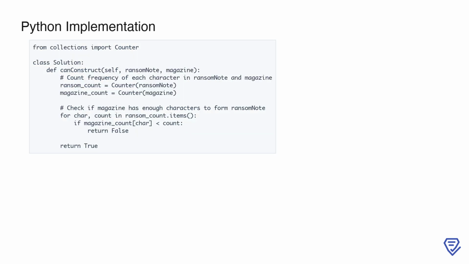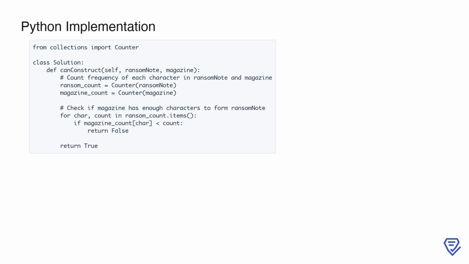This solution employs a frequency count approach using Python's Counter from the collections module. The goal is to determine if the string ransom note can be constructed using characters from magazine, given that each character in magazine can only be used as many times as it appears.